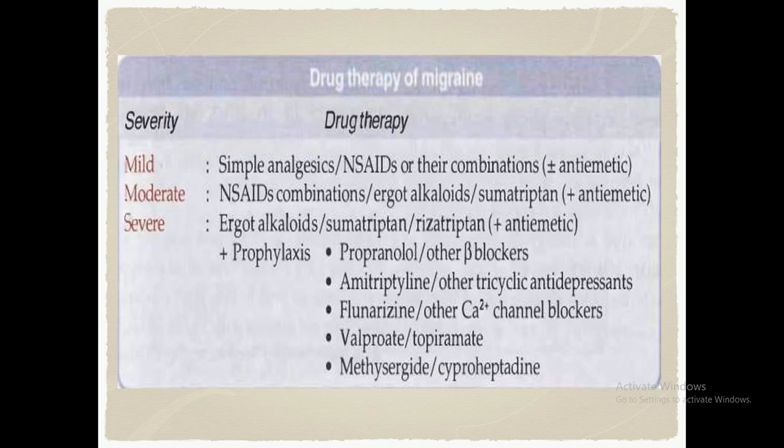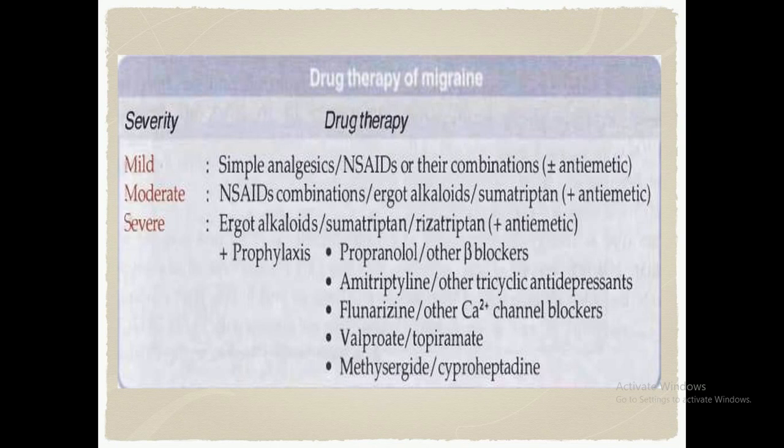Drug therapy of migraine is very simple. If the condition of the patient is mild, simple analgesics or non-steroidal anti-inflammatory drugs, or their combination, are used. If there is vomiting, then an antiemetic can be used, like chlorpheniramine maleate and many more agents like metoclopramide.